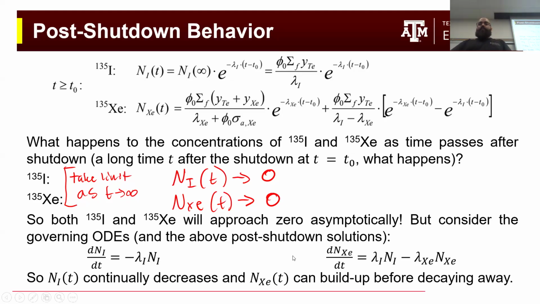And that's because of the differential equations. Iodine just continuously decays because it has no gain term, whereas xenon can gain from the iodine disappearing, and it also gets lost because of its own decay. So xenon can be built up a little bit before it eventually decays to zero.